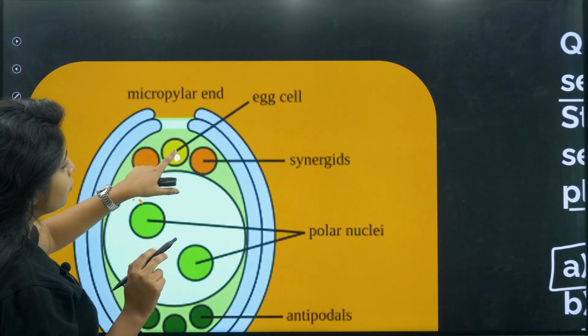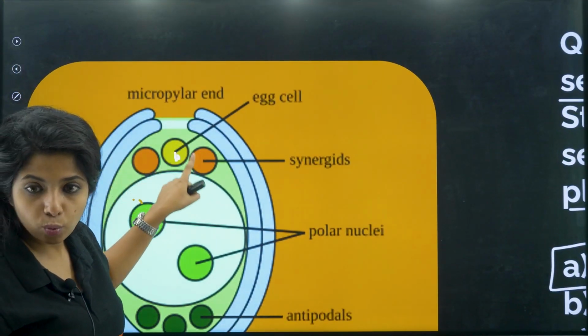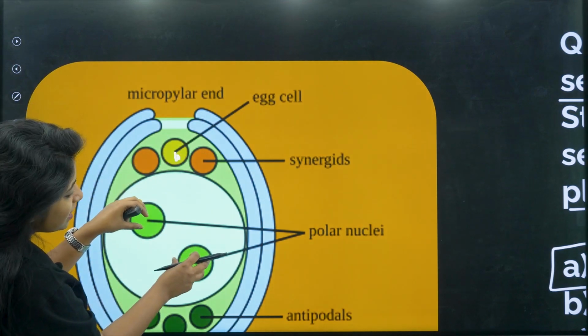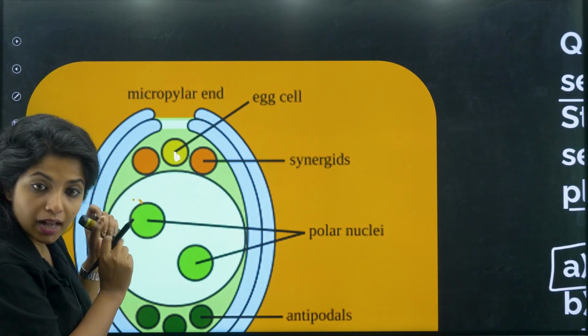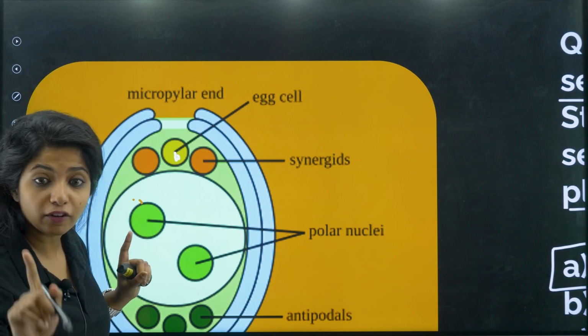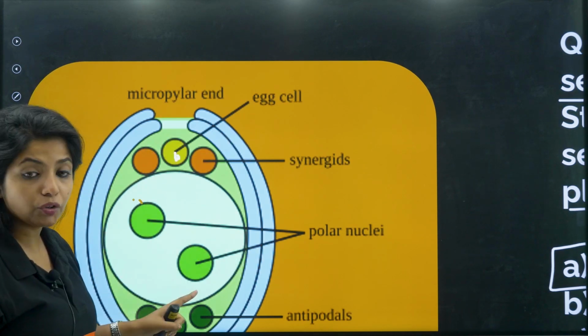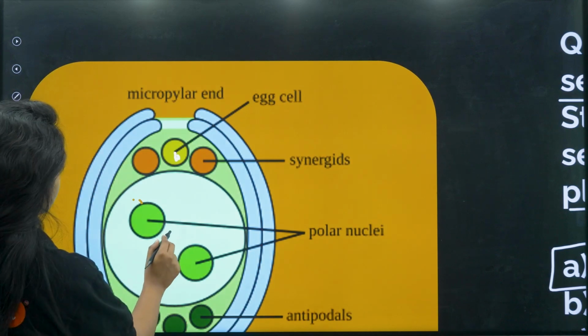One gamete will fuse with the egg cell. Another gamete fuses with these 2 polar nuclei. You have to remember this. First thing, the egg cell and the male gamete. Second thing, the 2 polar nuclei and the male gamete. Now I can explain.